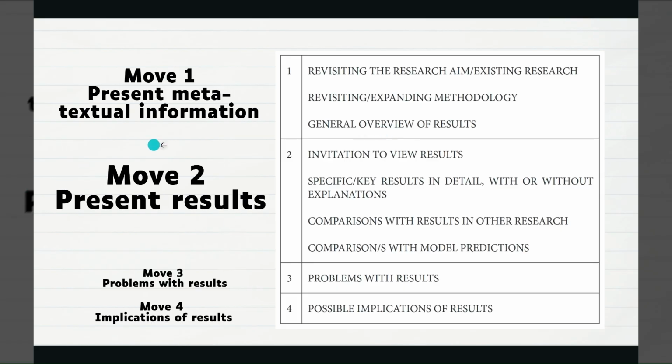Move 2 is largely responsible for the major parts of your chapter 4. So here you invite readers to view your results by referring to tables and figures, and then mentioning the specific or key results in detail with or without explanations. So this may be depending if you have an integrated result and discussion paper or separated. In our case, we'll have with explanations already.